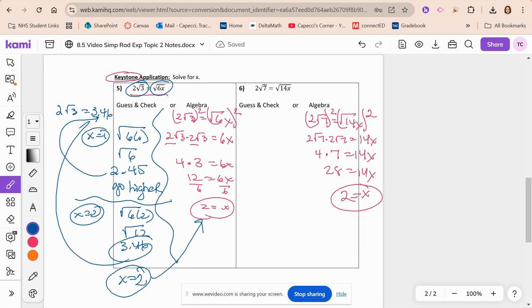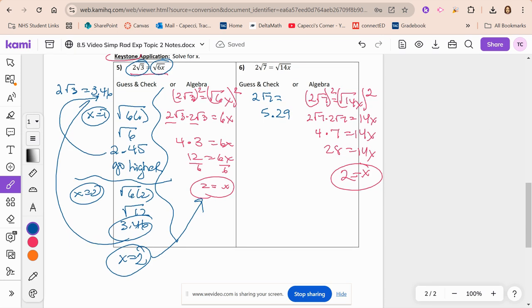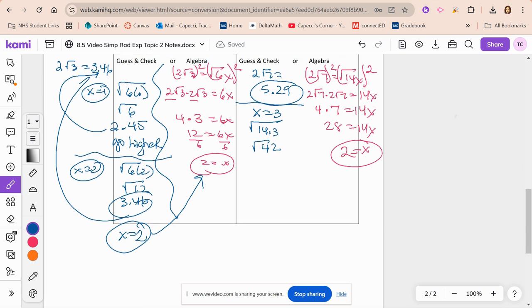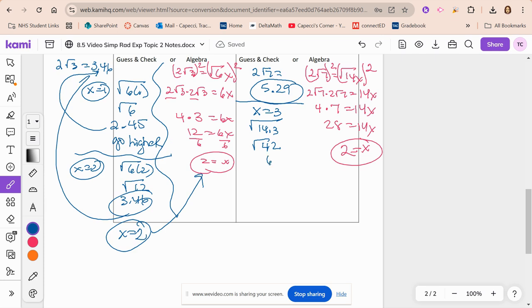Okay, let's try the next one. Same idea. 2 root 7, that is equal to approximately 5.29. Okay, this time I'm going to try, that's what I'm looking for, 5.29. I'm going to try x is equal to 3. So I have the square root of 14 times 3, which is the square root of 42. I put that in my calculator, I get 6.48. That is too high.